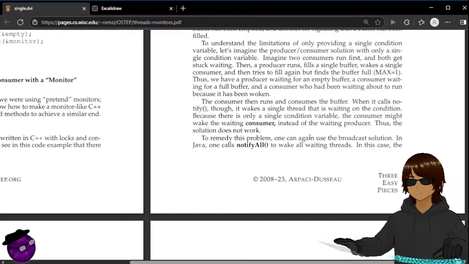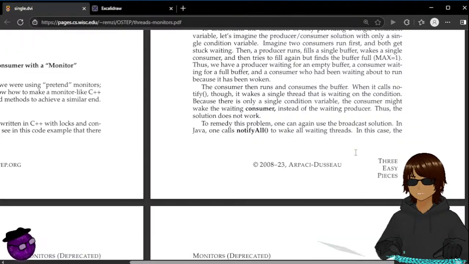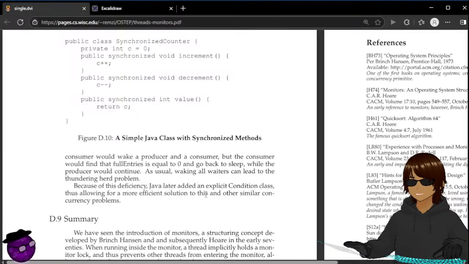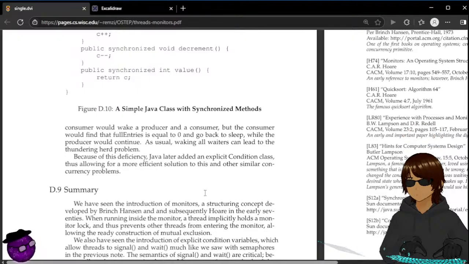To remedy this problem, one can again use a broadcast solution. In Java, one calls notifyAll to wake all waiting threads. In this case, the consumer would wake up a producer and a consumer, but the consumer would find that full entries is equal to 0 and go back to sleep, while the producer would continue. As usual, waking all waiters can lead to the thundering herd problem. Because of this deficiency, Java later added an explicit condition class, thus allowing a more efficient solution to this and other similar concurrency problems.